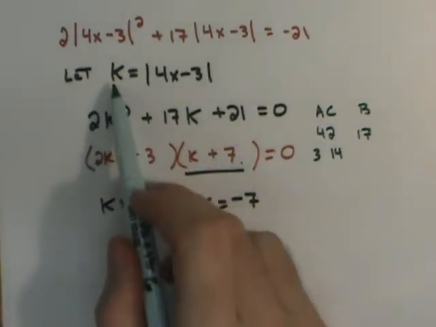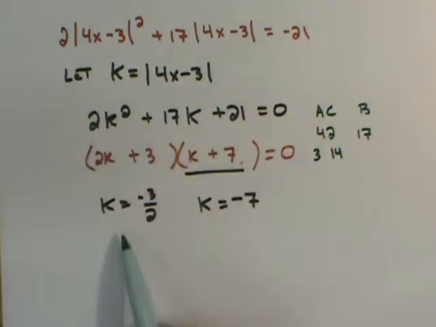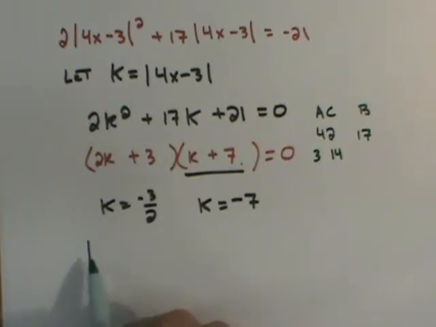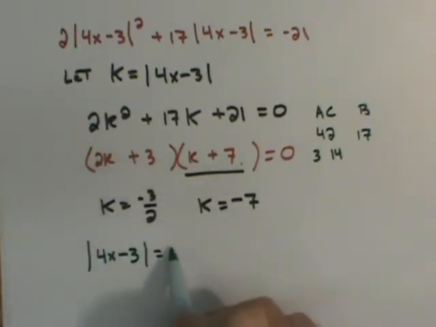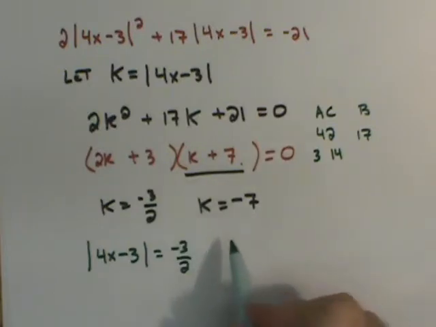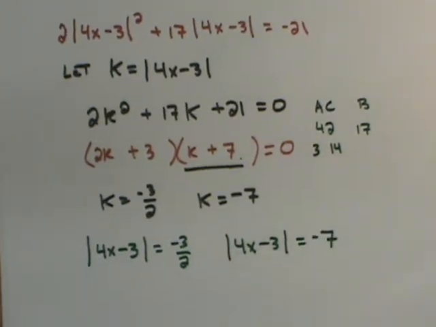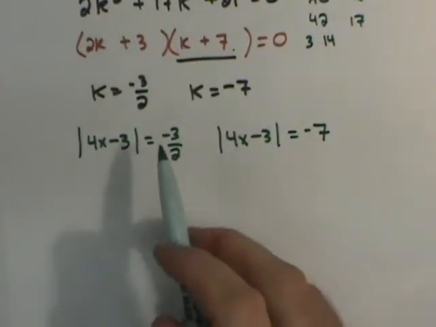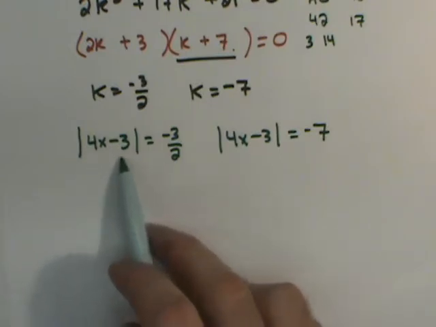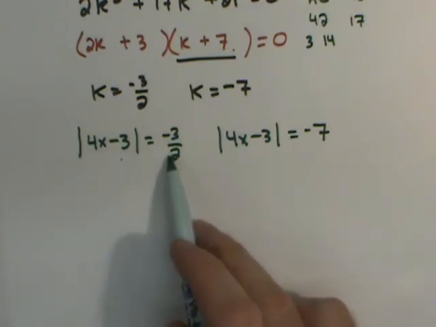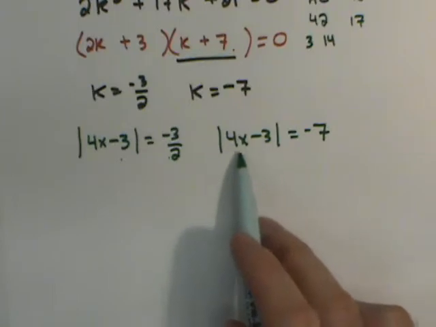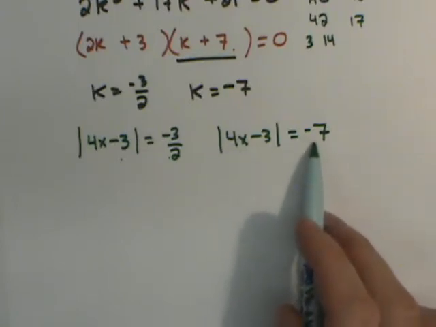Because as I go back here and put my substitution back to work, I have to turn this back into an absolute value. I get a statement that says the absolute value of 4x minus 3 equals negative 3/2. And once again, the absolute value of 4x minus 3 equals negative 7. If you're still wondering what I'm talking about, is it possible to take an absolute value and get a negative result?